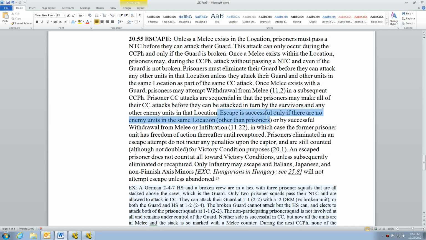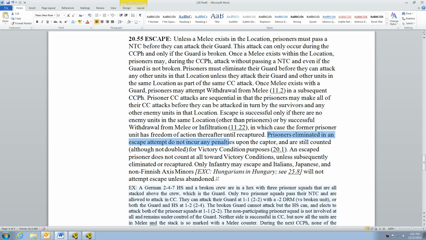Escape is successful only if there are no enemy units in the location other than the prisoners, or by successful withdrawal from melee or infiltration, in which case a former prisoner unit is free to act therein until recaptured.